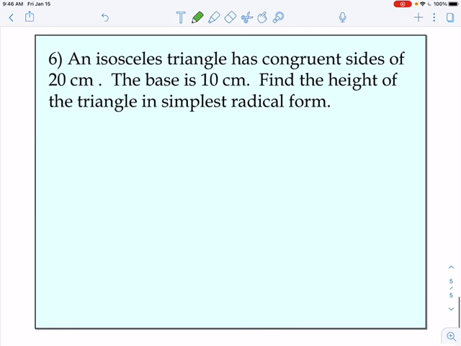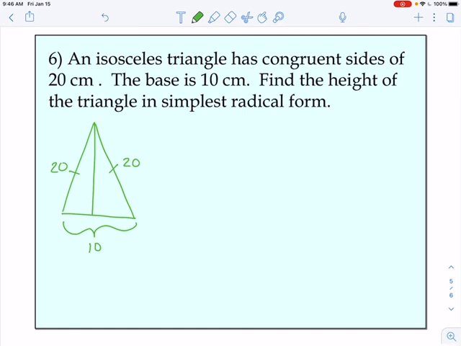Last problem: an isosceles triangle has congruent sides of 20 centimeters and the base is 10. Find the height of the triangle in simplest radical form. So if I draw a picture of what's going on here, here's my isosceles triangle, congruent sides of 20 and 20, and the base altogether is 10. We want to find the height in simplest radical form.